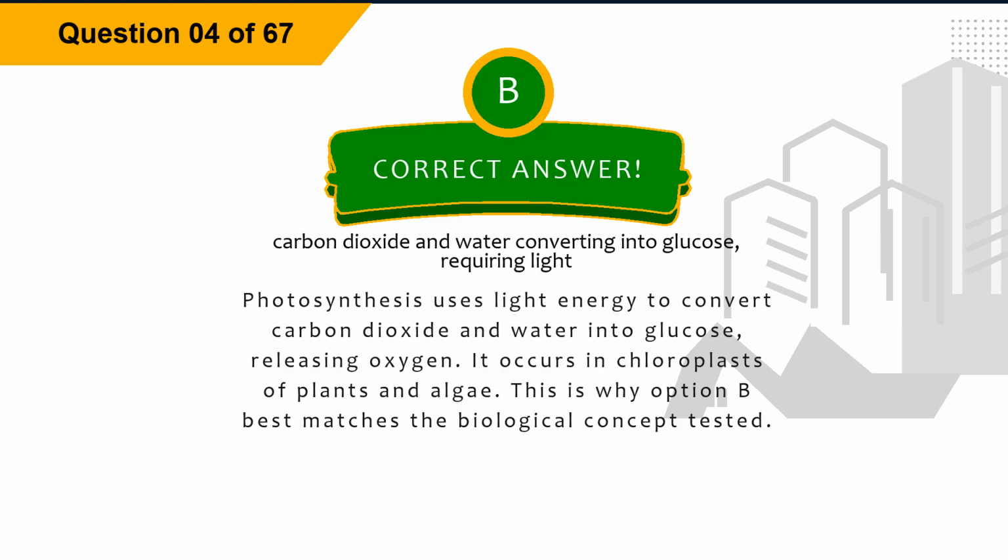The correct answer is option B. Carbon dioxide and water converting into glucose, requiring light. Explanation. Photosynthesis uses light energy to convert carbon dioxide and water into glucose, releasing oxygen. It occurs in chloroplasts of plants and algae. This is why option B best matches the biological concept tested.